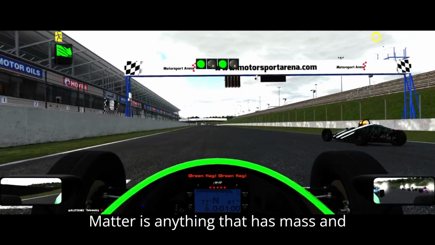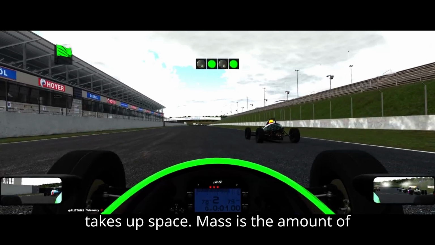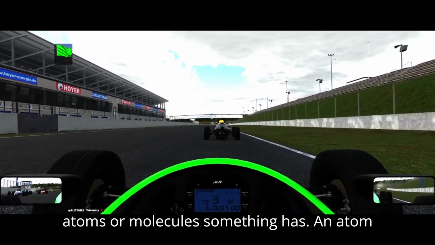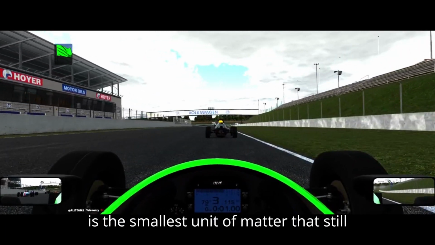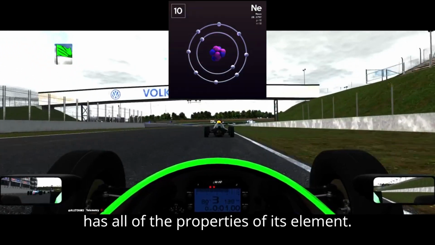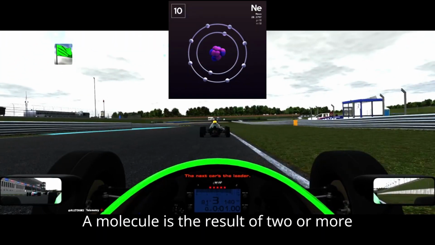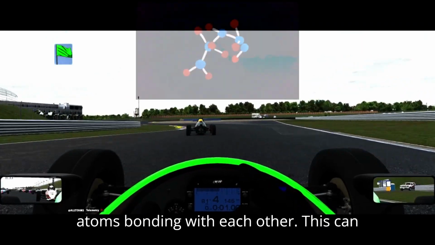Matter is anything that has mass and takes up space. Mass is the amount of atoms or molecules something has. An atom is the smallest unit of matter that still has all of the properties of its element. A molecule is the result of two or more atoms bonding with each other.